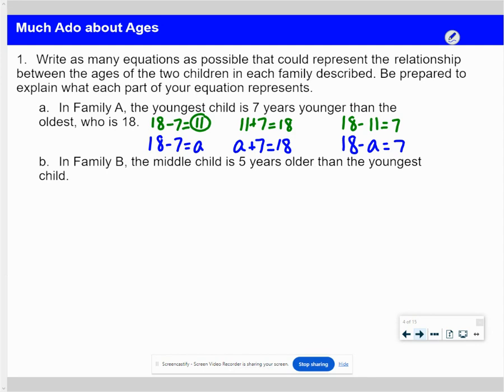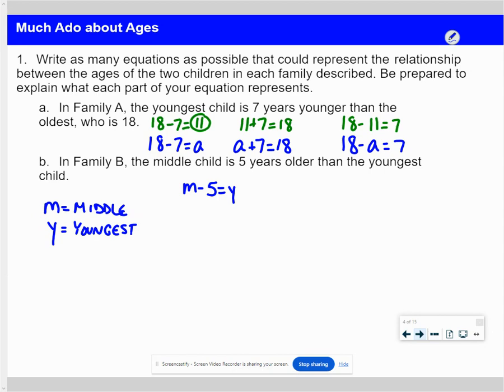Part B says, in family B, the middle child is 5 years older than the youngest child. So I think here we're going to have to use two different variables. I used A for the age of the youngest child in part A, but let's use M for the middle child, and let's use Y for the youngest child. So the middle child is 5 years older than the youngest child. I could take the middle child minus 5 equals Y, or I could say Y equals M minus 5.